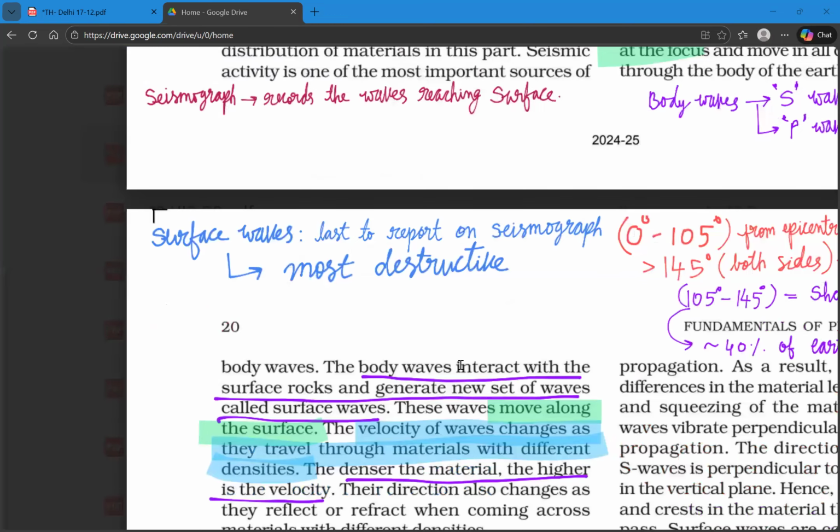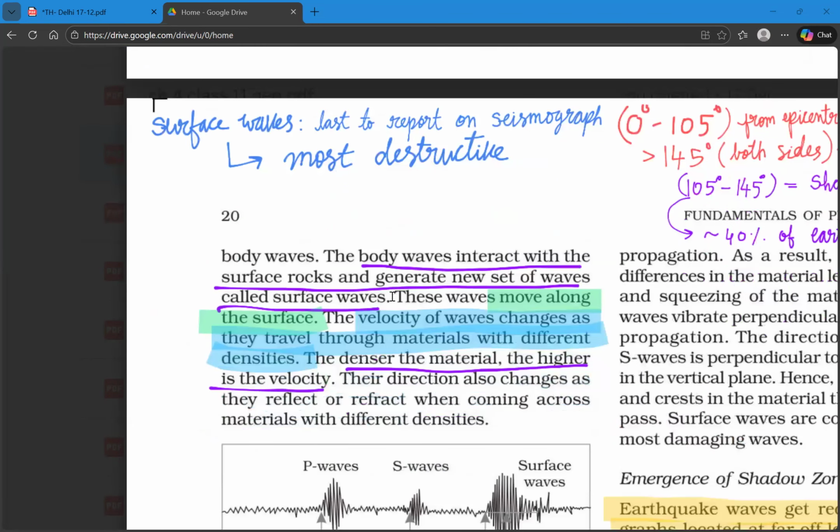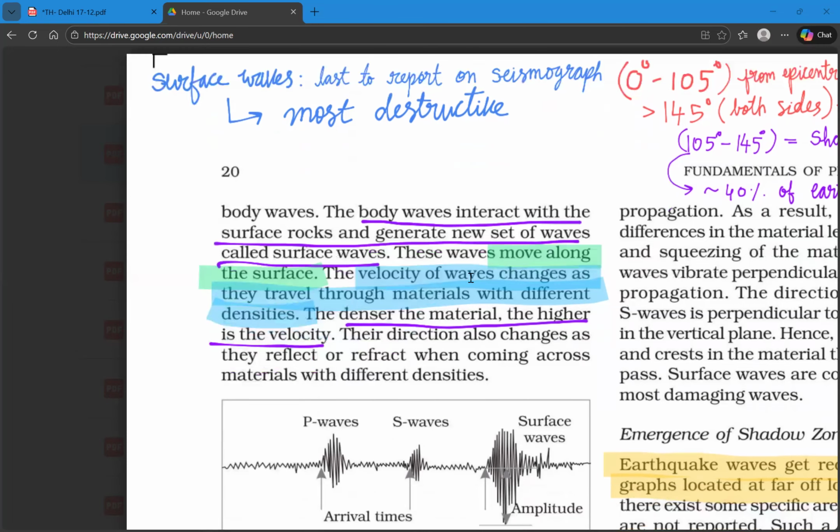The body waves interact with surface rocks and generate a new set of waves called surface waves. So where do we find surface waves? When the body waves, which are traveling in all directions, interact with the surface of the earth and with the surface rocks, they generate surface waves. These waves move along the surface. Which wave? Surface waves.